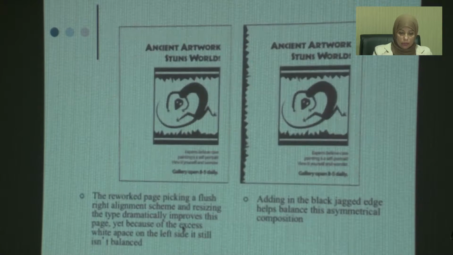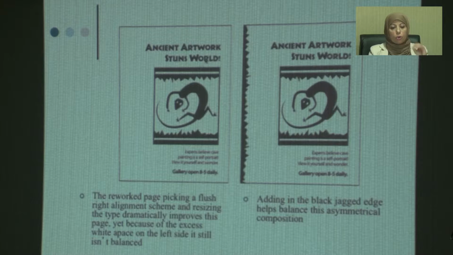What did he do? He decided to put all his elements right aligned, like this. But if you think about this left poster, it's a lack of balance, because all his image is on one side and there is a lot of space like this. So it's not a balanced one. What he did was only one black zigzag line like this to make a balance, which is perfect.